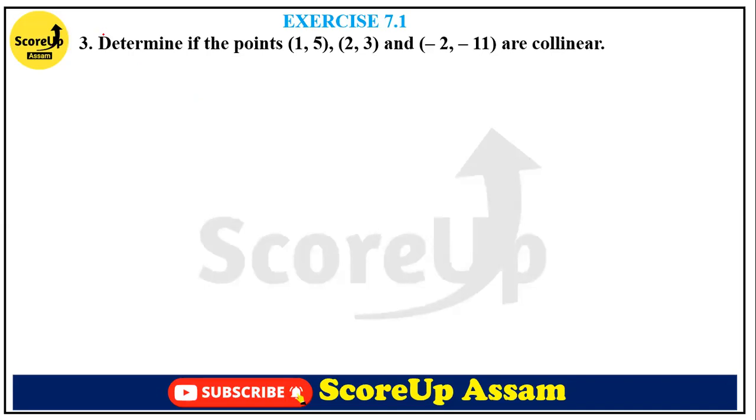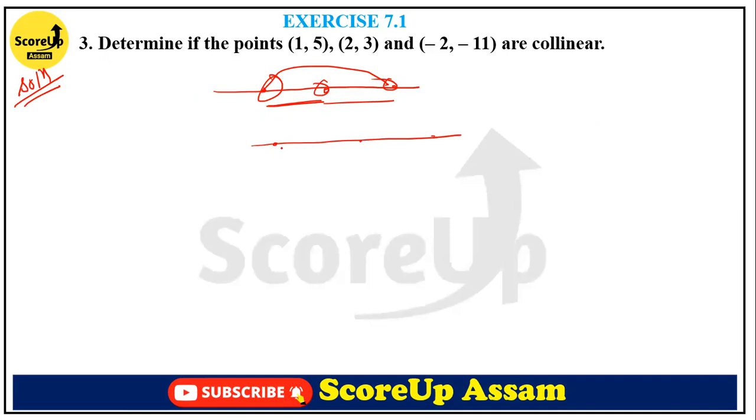Let's solve this. See, collinear means three points lie on the same line. So this is 1 point, this is 1 point, and this is 1 point. If they are on the same line, then these 3 points are collinear. In this case, the distance from here to here plus the distance from here to here equals the total distance. Suppose this is A, this is B, and this is C. If it's the same line, that means AB plus BC is equal to AC.